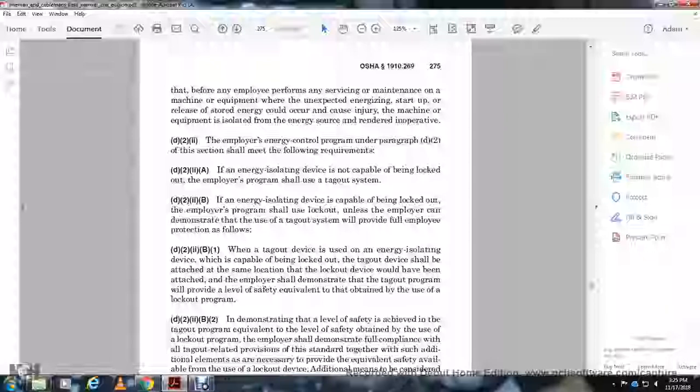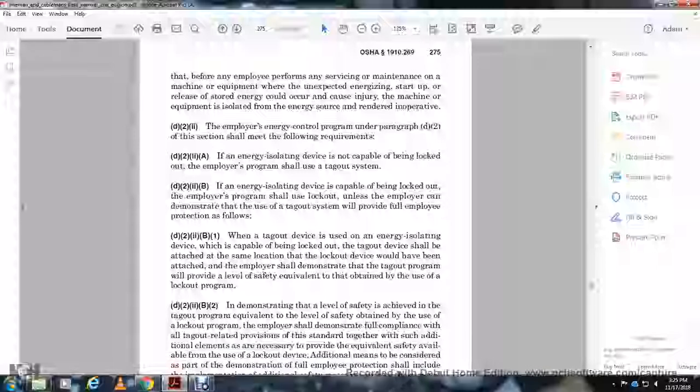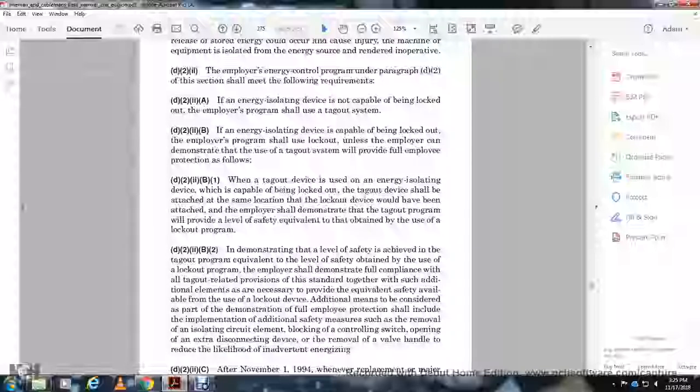When a tagout device is used on an energy isolating device capable of being locked out, the tagout device shall be attached at the same location as the lockout device would be. The employer shall demonstrate that the tagout program will provide a level of safety equivalent to that obtained with the use of a lockout program.